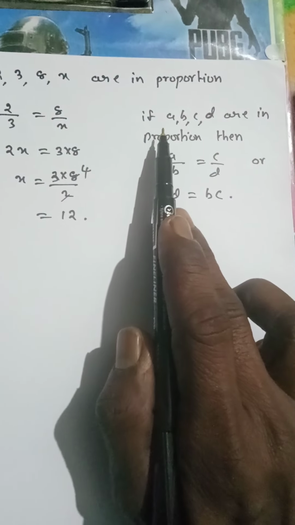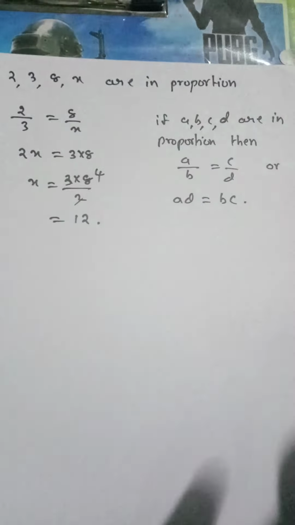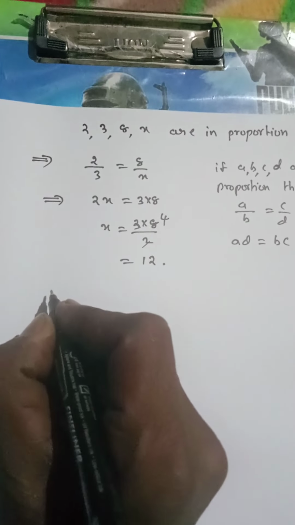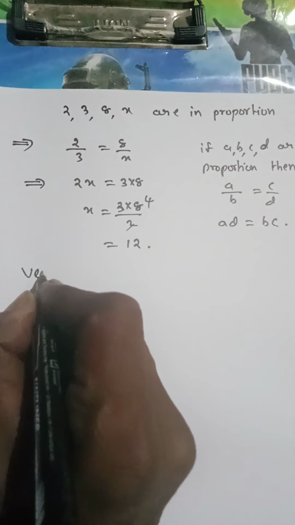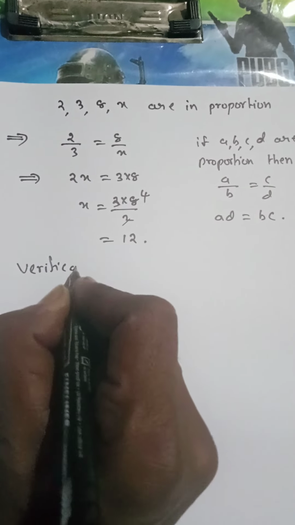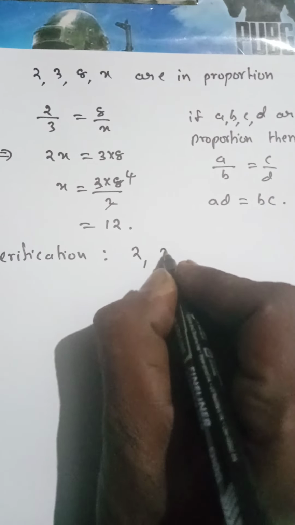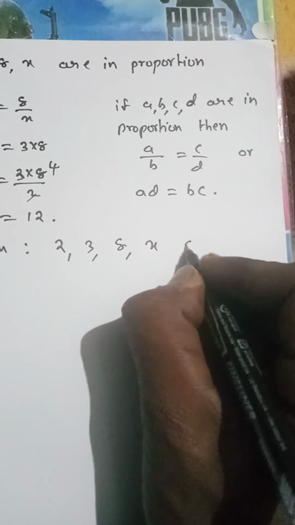So you need to remember always, if A, B, C, D are in proportion, then we should take A by B equal to C by D, or else A into D is equal to B into C. You can see it very well. Look here, all of you. What numbers are given to us? 2, 3, 8, and x. These are in proportion.